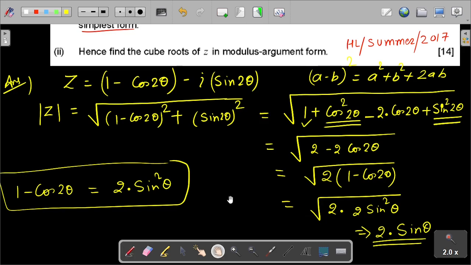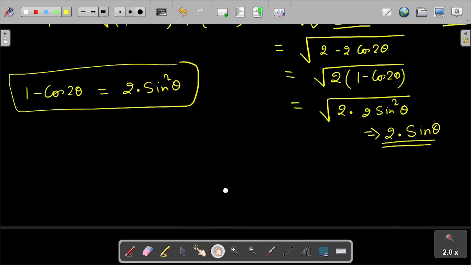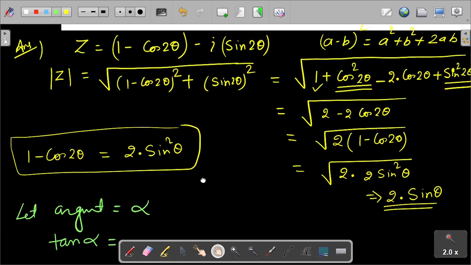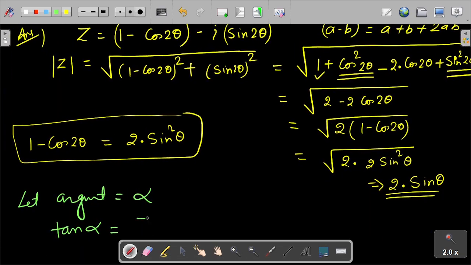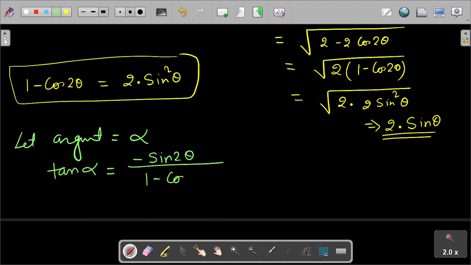So we get the answer of the first part, and we have to find the argument of z also. What is the argument? It's the angle. So let the argument be alpha, right? We have to find alpha, and we know tan alpha is the imaginary part upon the real part. The imaginary part of z is minus sin 2θ, so please write minus sin 2θ upon the real part, which is 1 - cos 2θ.